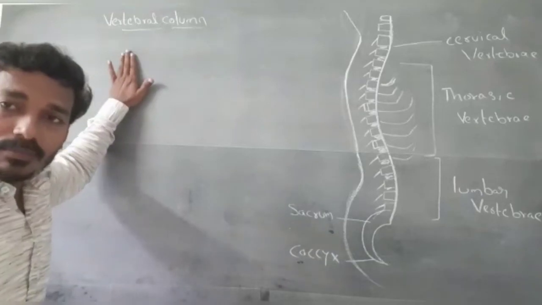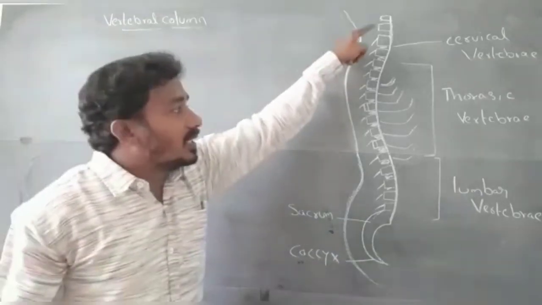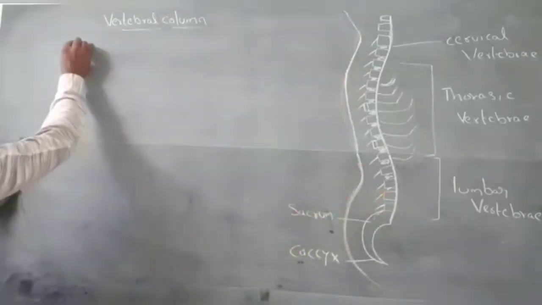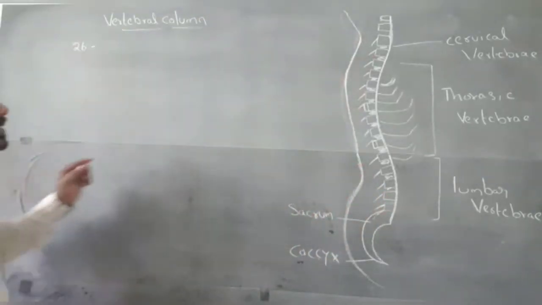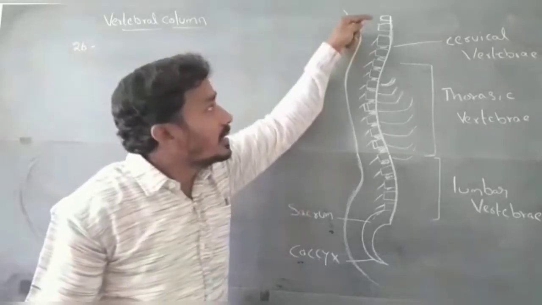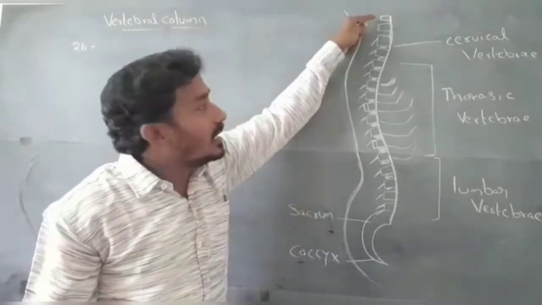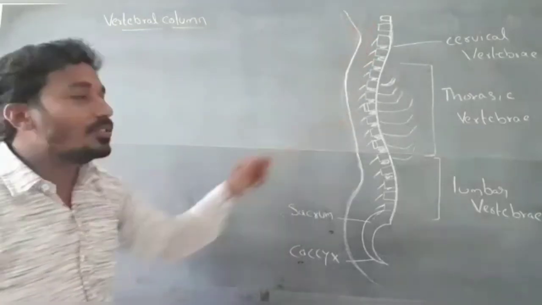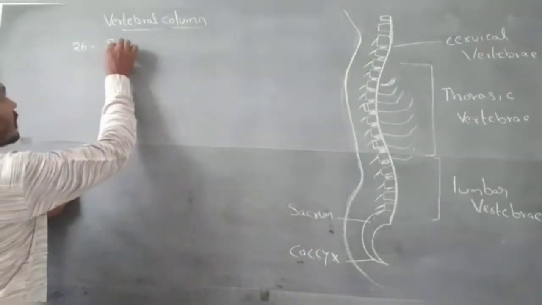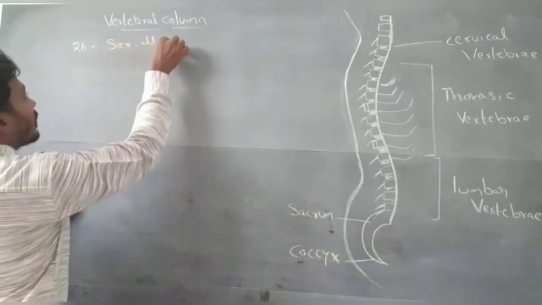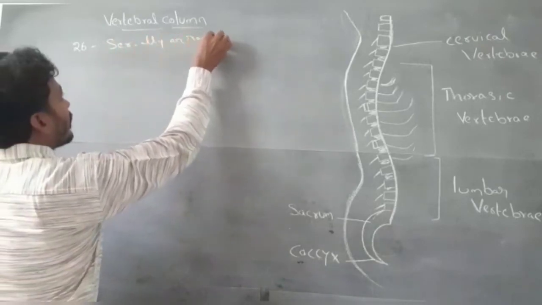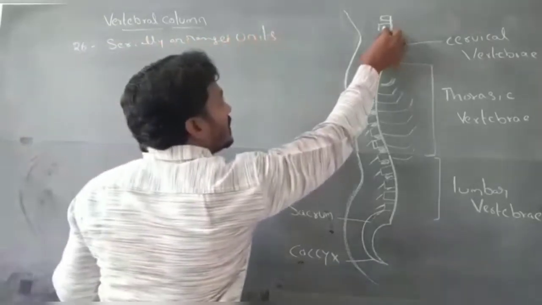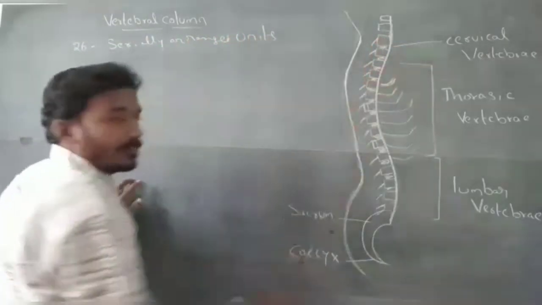Next, vertebral column. The vertebral column has 26 vertebrae. These vertebrae are serially arranged units.